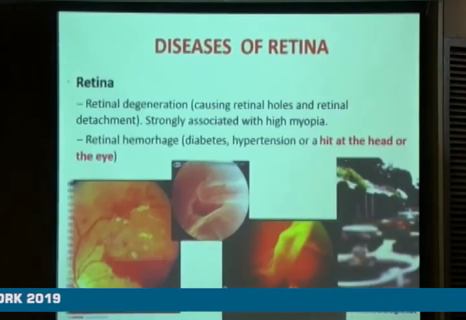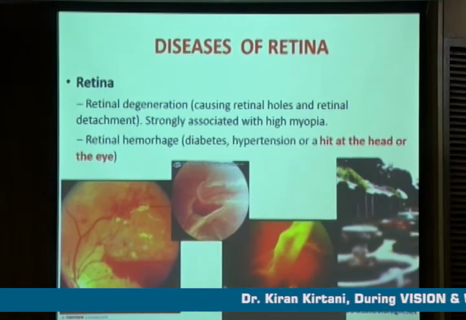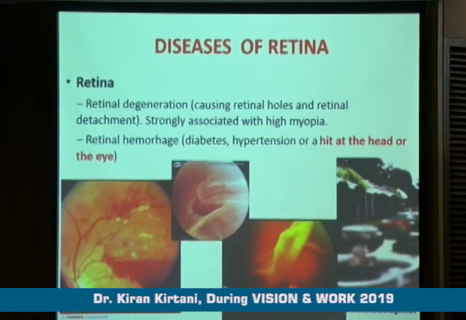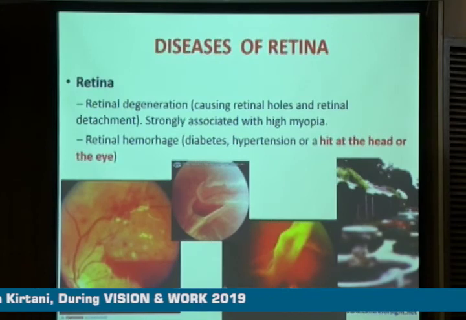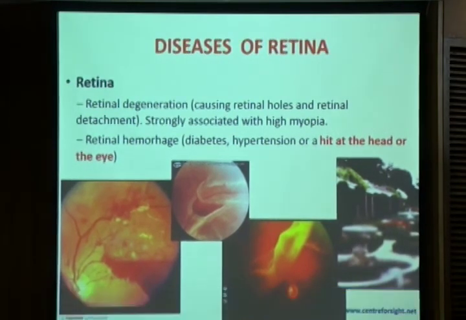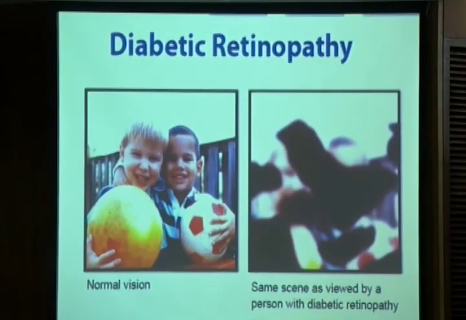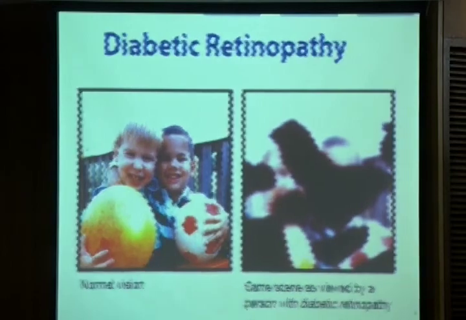Finally, the retina. The diseases of retina can be myriad. They can be in the form of degenerations or vasculopathies. Degenerations like holes and detachments are generally associated with people who are wearing very thick glasses or myopic patients. Retinal hemorrhages are very common in patients with diabetes, hypertension, or even trauma which has occurred to the head or to the eye. So in a patient with diabetic retinopathy, as you can see on the right, the vision becomes blotched in nature rather than a perfect or clear image.